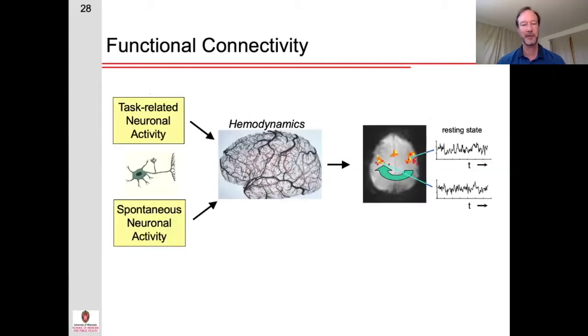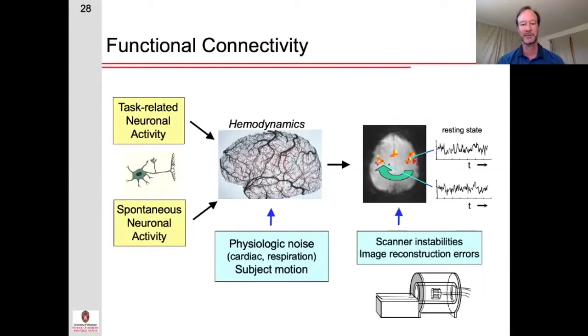And this is reasonable to ask because, after all, we are saying that areas are functionally connected if the signal in two parts of the brain go up and down together. And there's a lot of other reasons, in addition to task-related or spontaneous neural activity, that the signal could be going up and down in a synchronous manner. There could be physiological noise, just the heartbeat and respiration. It could be subject motion, scanner instabilities, and so on. So in those first years of resting state fMRI, there were a lot of really great studies laying the foundation and showing that these fluctuations truly are neuronal.